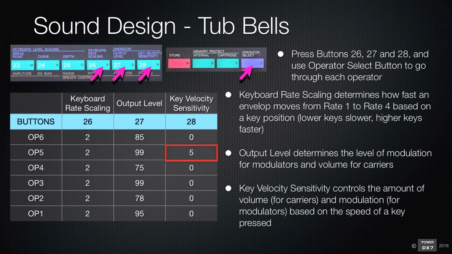Now we have an important parameter for controlling expressiveness of the DX7, key velocity sensitivity. It controls the amount of volume for carriers and the modulation for modulators based on the speed of a key pressed. This is very interesting since only operator 5 is set at 5. You can press a key faster or slower, but the overall tube bell's sound does not change at all.